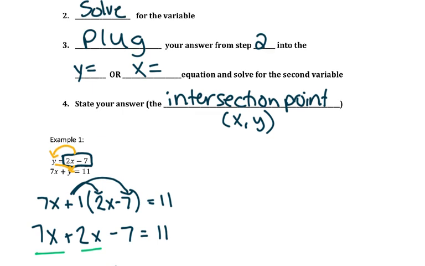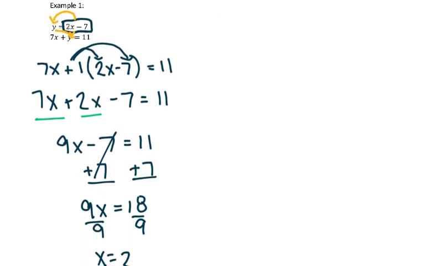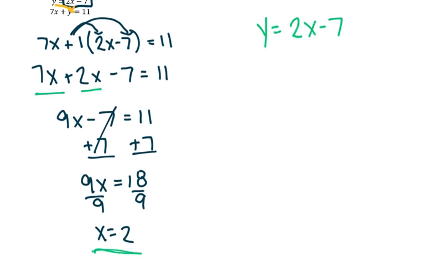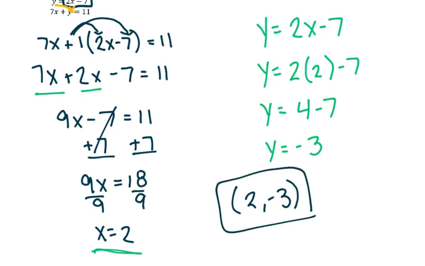Now, if we go back up and look here, we're at this step that says plug your answer from step 2 that we just found into either the y equals or x equals equation. Well, we had a y equals equation this time. So we have y equals 2x minus 7. Well, we found that x is 2. So we're going to have y equals 2 parentheses 2 minus 7. Y equals 4 minus 7. Y equals negative 3. So our answer is 2 comma negative 3. And because it's a very specific point, this is when we have one solution.